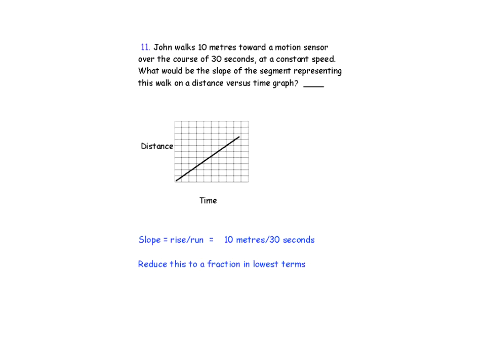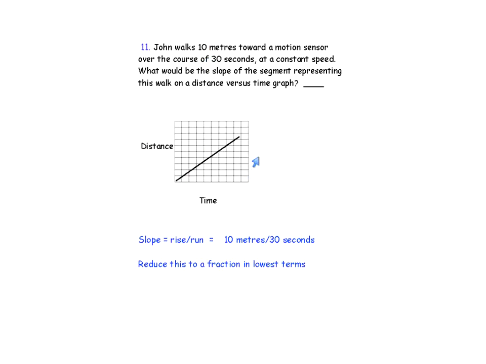So, question 11. John walks 10 meters towards a motion sensor over the course of 30 seconds at a constant speed. What would the slope of the segment representing this walk be on a distance versus time graph? Okay, so we need to figure out what the slope would be.